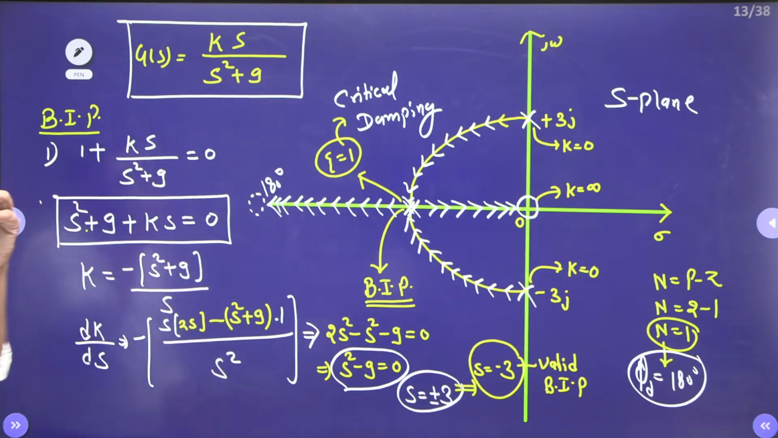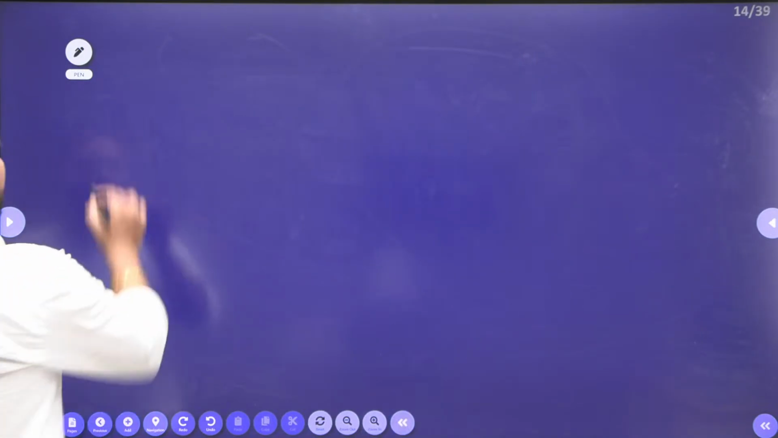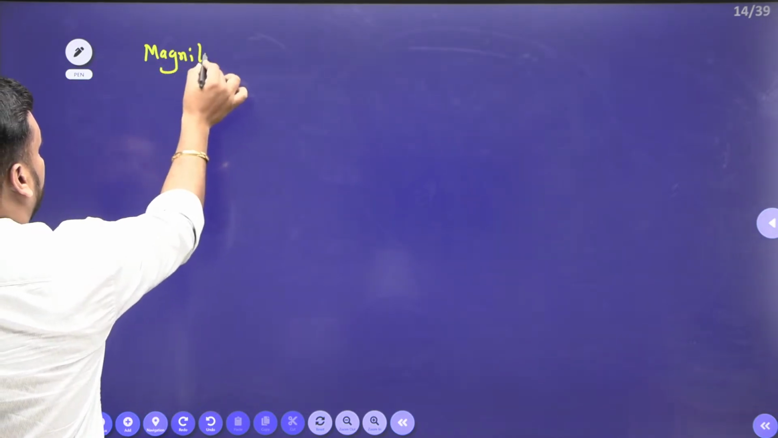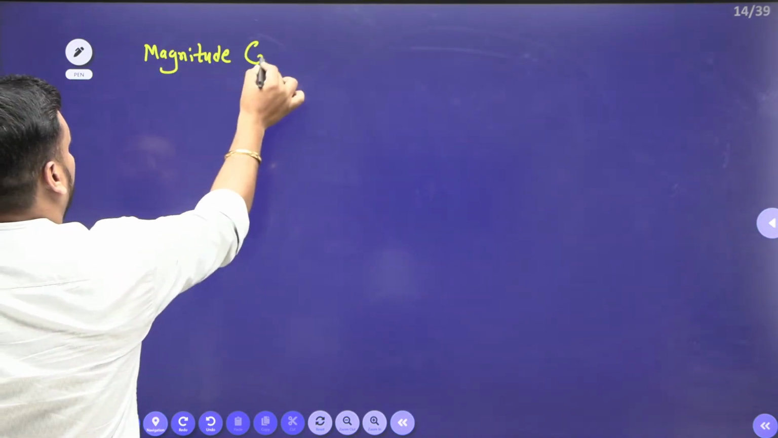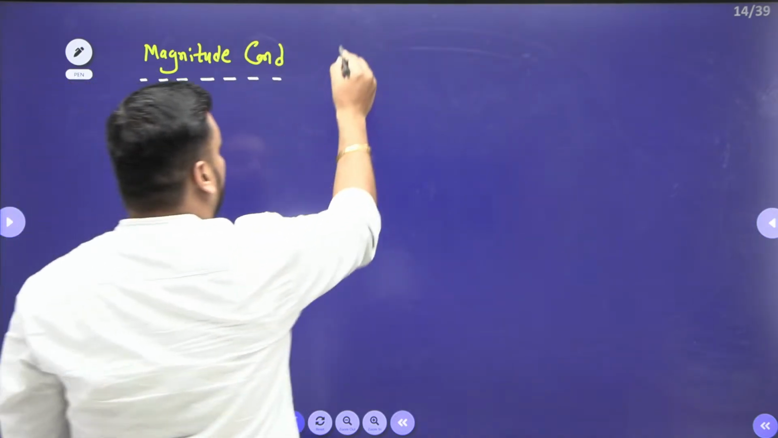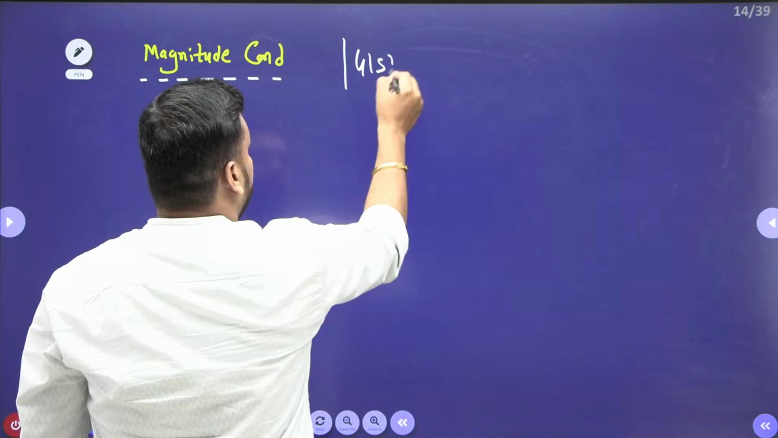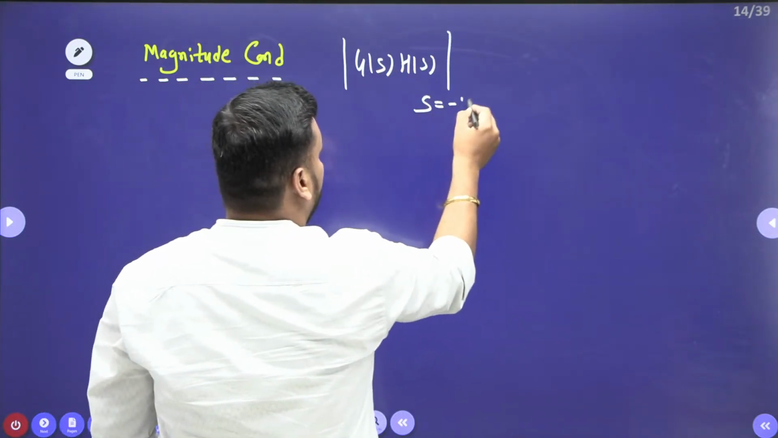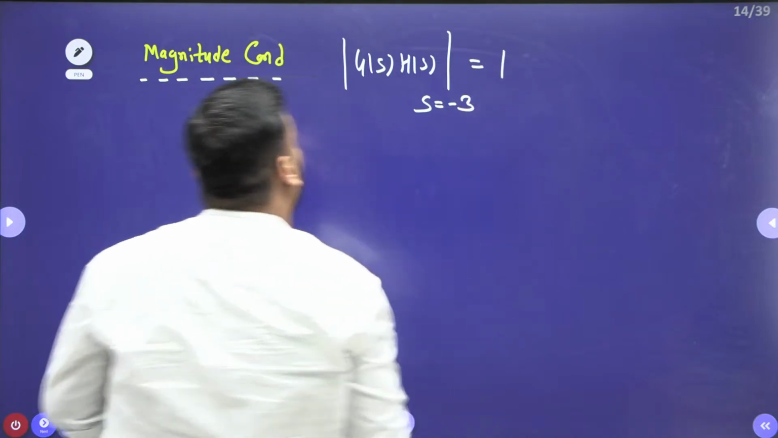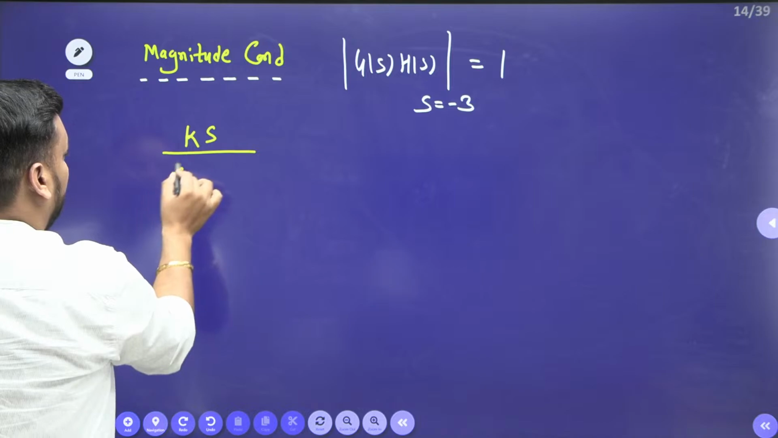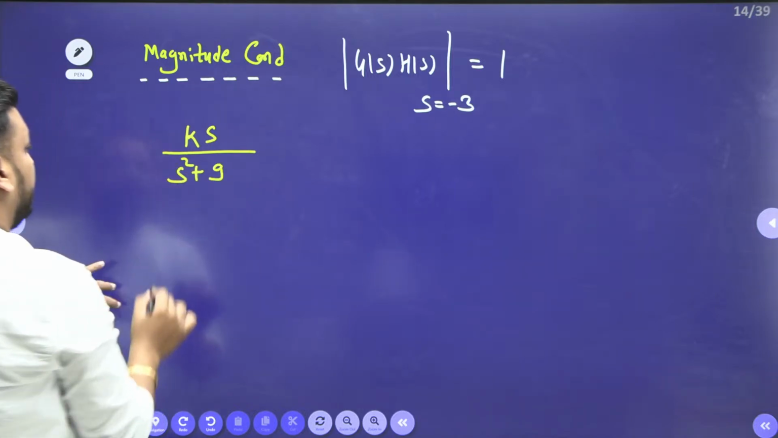Now you have to find out the value of gain k at the break-in point. Do you know how to find it? By using the magnitude condition. By using the magnitude condition, you can find out the value of gain k. The magnitude condition says that mod of G(s)H(s) at the given point s equal to minus 3 equals 1. What is the transfer function, guys? Transfer function is nothing but ks upon s square plus 9.